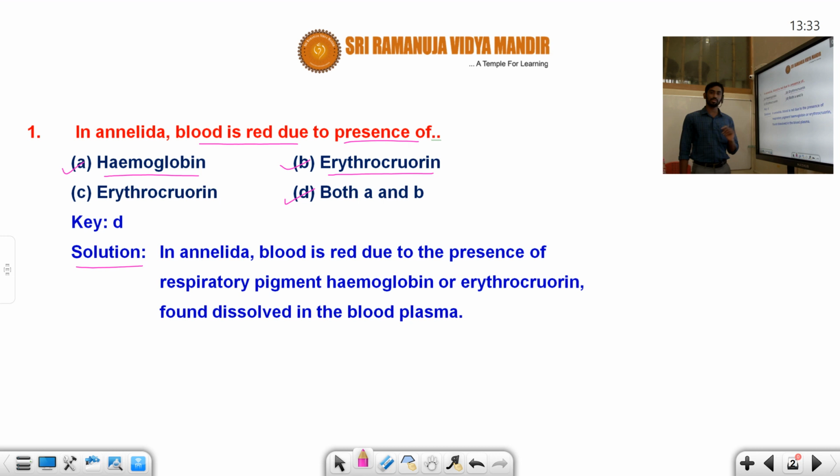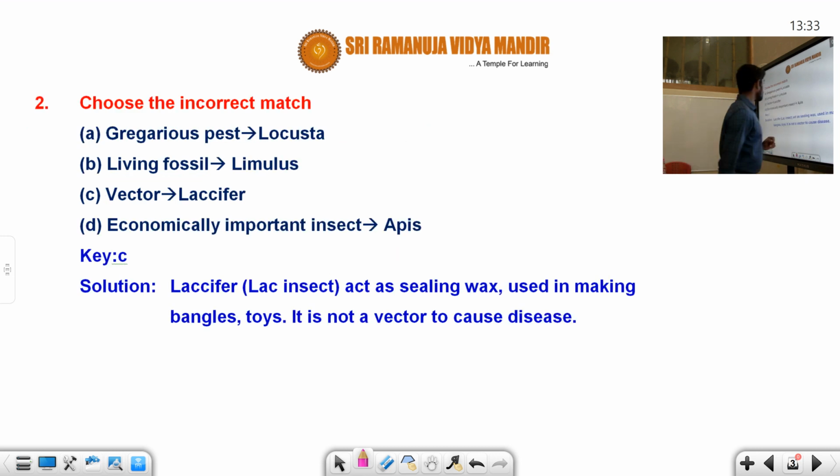Next, you can see another one: choose the incorrect match. Gregarious pest means it is nothing but a group, so the example of a gregarious pest is Leucospora. It is a correct option. They are asking about the incorrect match now. The living fossil Limulus is also called the king crab, so this is also a correct option.